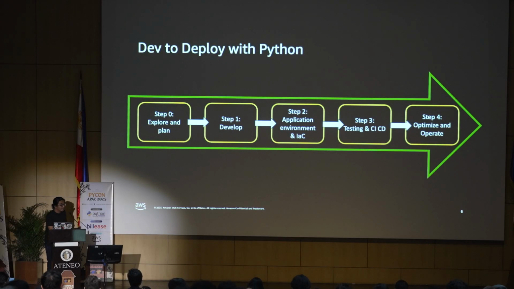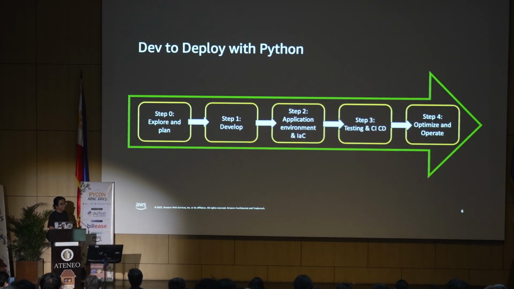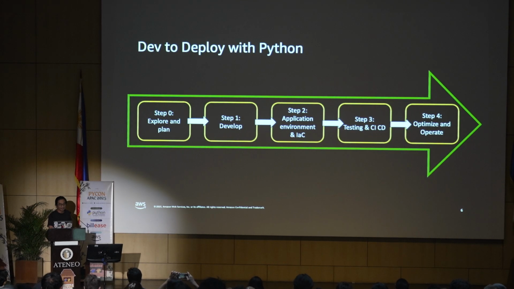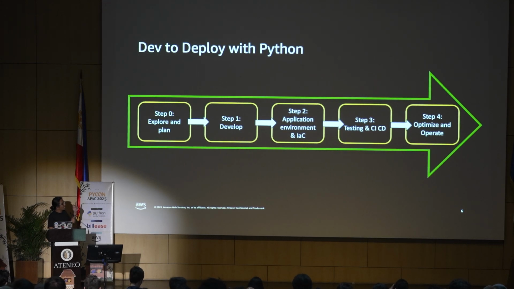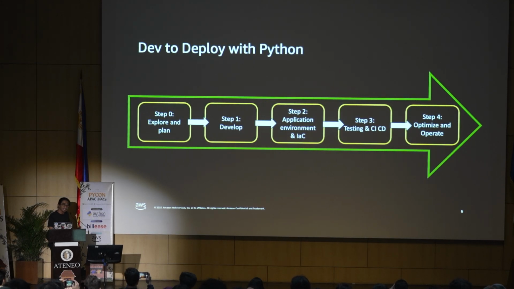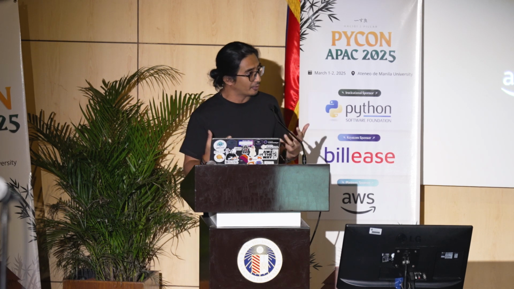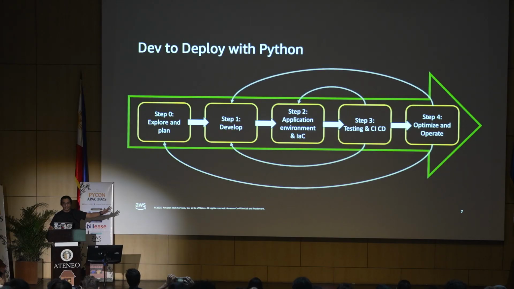Now, something that I would like to criticize whenever we are building applications is this stage from dev to deploy. We need to explore and plan. We need to develop. We need to define the application environment, testing, and CI/CD, right? And then we also need to optimize and operate. But something that I really criticize is that our journey when developing applications is not going to be as linear as this. It's actually like we move things around. Sometimes we need to think about the feedback. We need to see all the logs, all the metrics, and then we need to go back to step 0, which is we need to explore and plan.